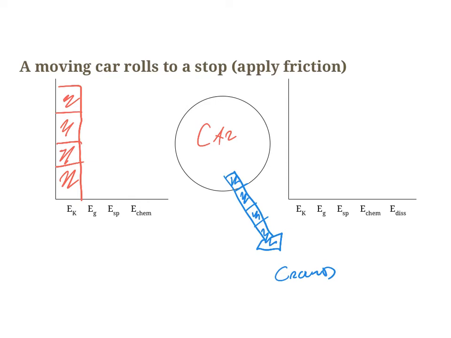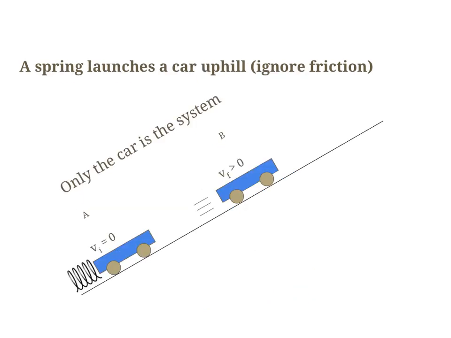So we have work. In this case, when I write my energy, there's also no energy at position B because the car stopped. So when we write our energy equation, we're going to have kinetic energy minus work, in this case, the ground, equals zero final energy. So that's not so bad. So now we'll take a look at another example, in which case we have a spring launching a car uphill.